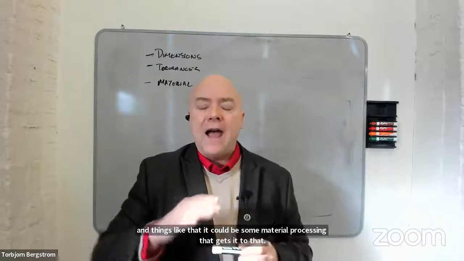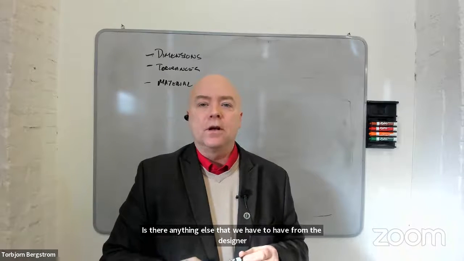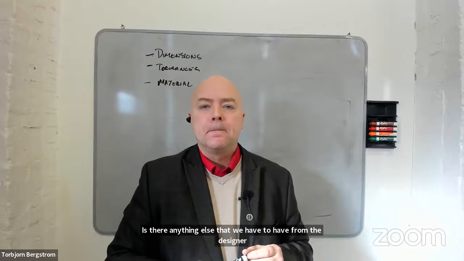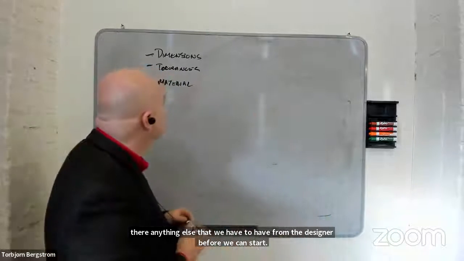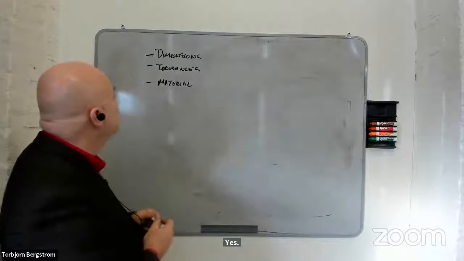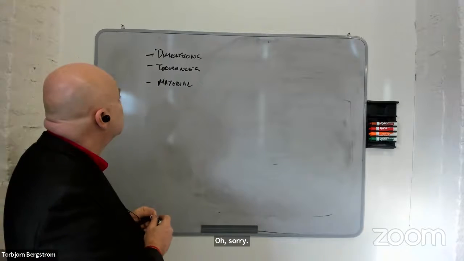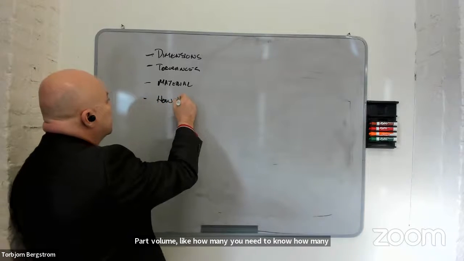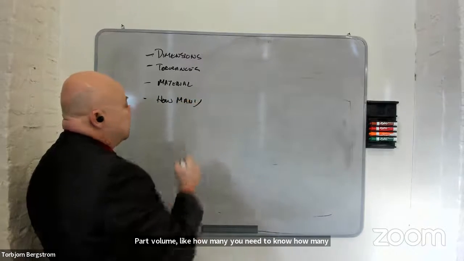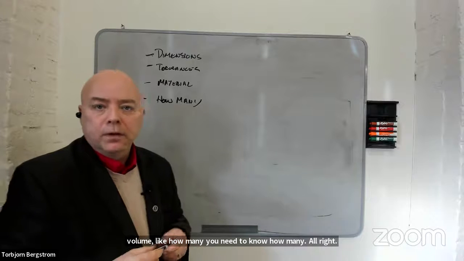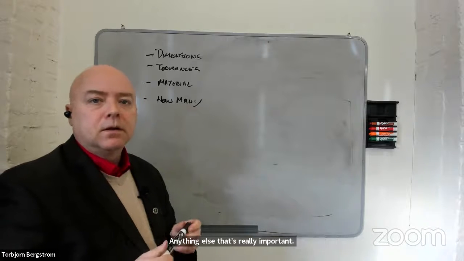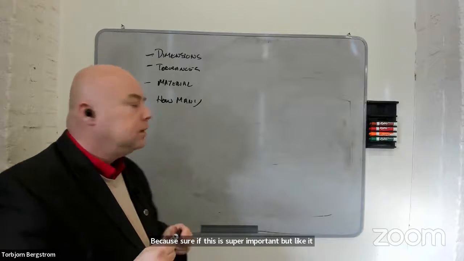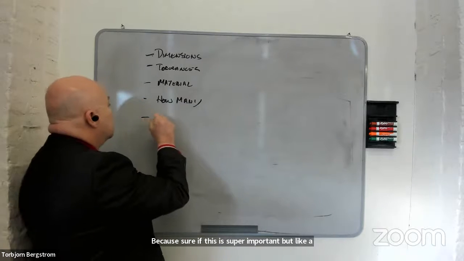Is there anything else that we have to have from the designer before we can start? Yes. Oh, sorry. Go ahead. Part volume, like how many you need to make. So how many? All right. Anything else that's really important? Not sure if this is super important, but like a time frame as to when they need it done by, because that could limit what processes you could use.